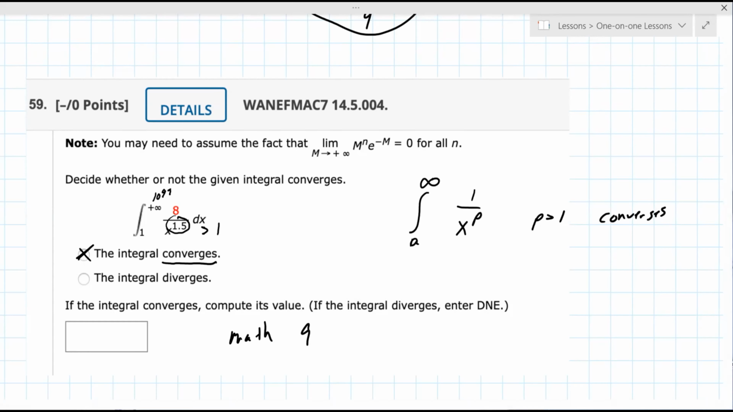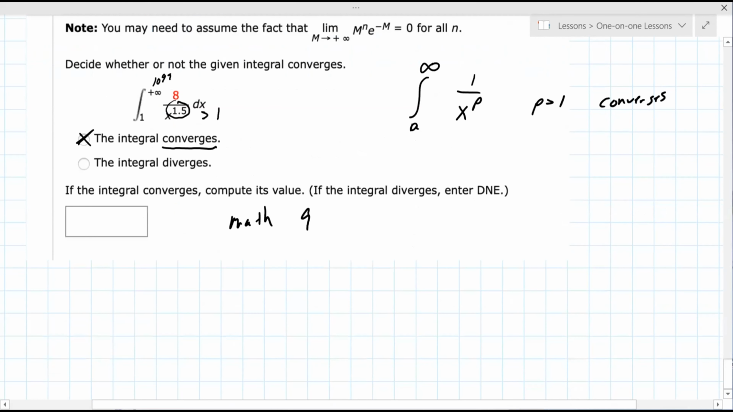Okay. But we're going to do it by hand as well. I just wanted you to be aware of that. So you're going to integrate from 1 to infinity, 8, and I'm just going to move the 8 outside, x to the minus 1.5 power dx.